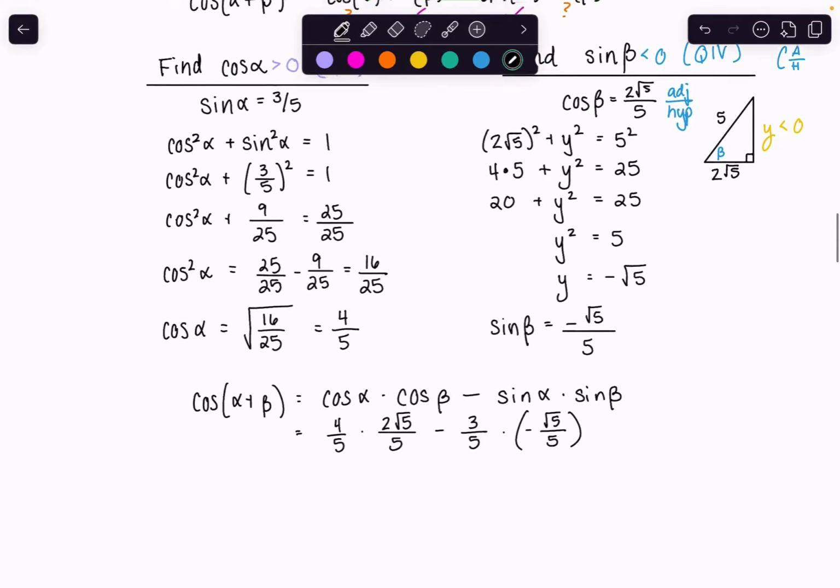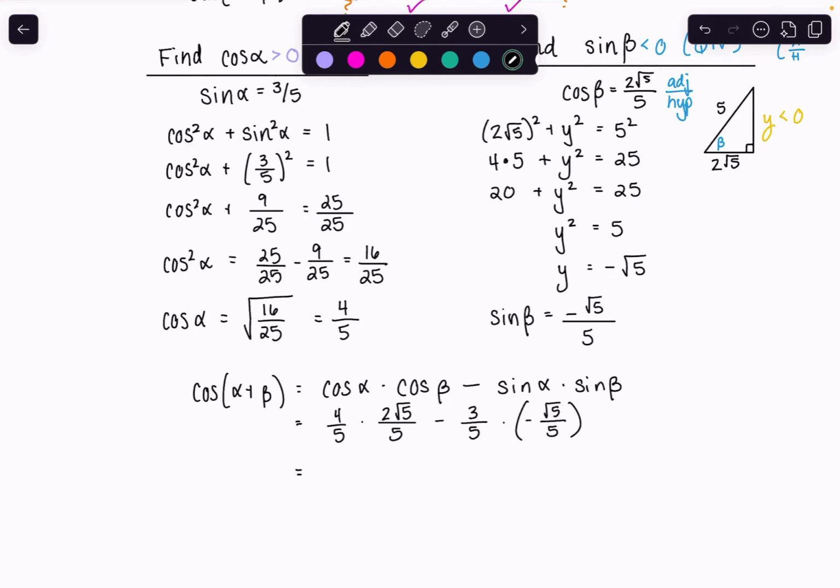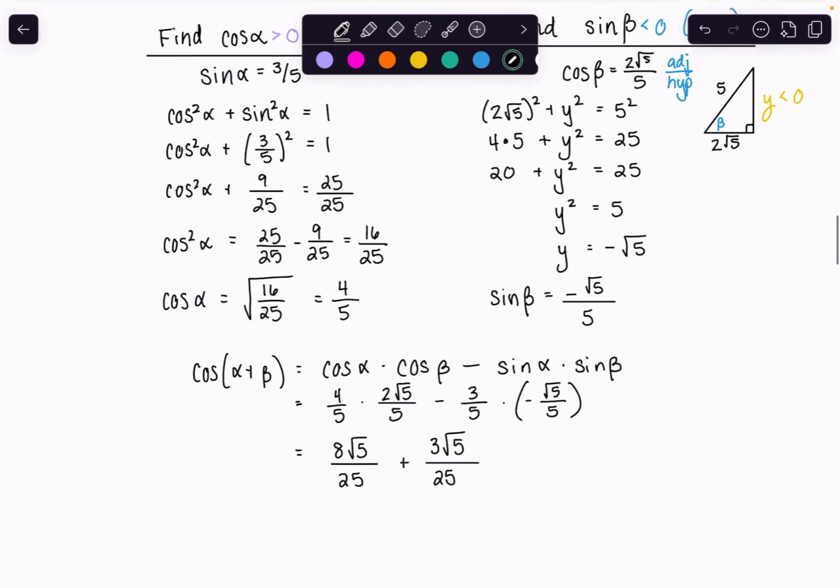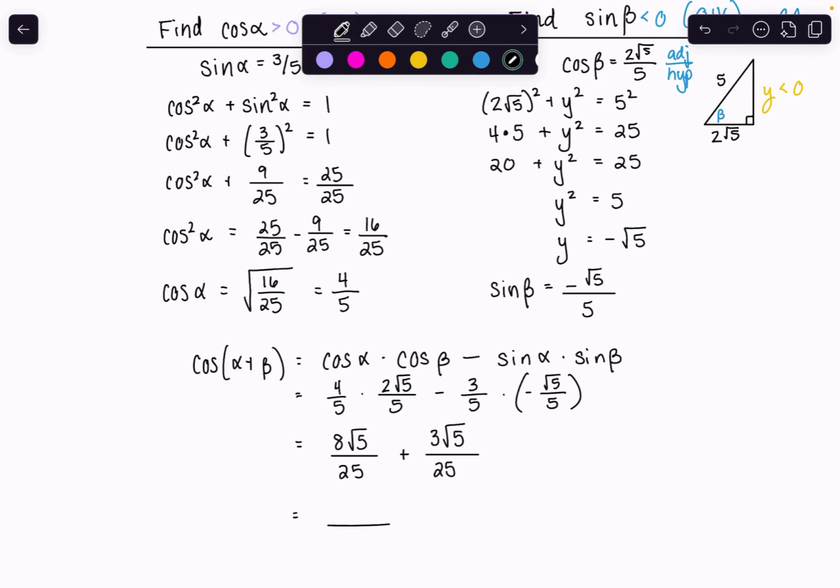So now I just need to go through and simplify this. Multiplying these fractions out gives us 8 root 5 over 25. The minus minus turns to plus, so that gives us 3 root 5 over 25. And then from here, they have the same denominator. So this is over 25. And then we have 8 of this radical plus 3 more. So in total, we have 11 of that radical. So cosine of alpha plus beta is exactly equal to 11 root 5 over 25. Okay.